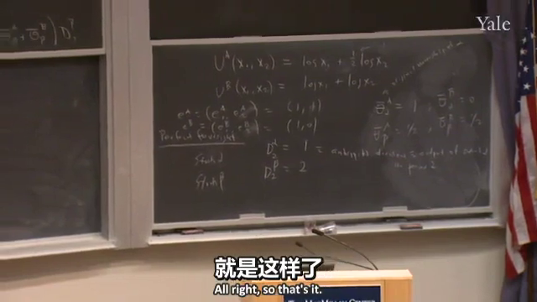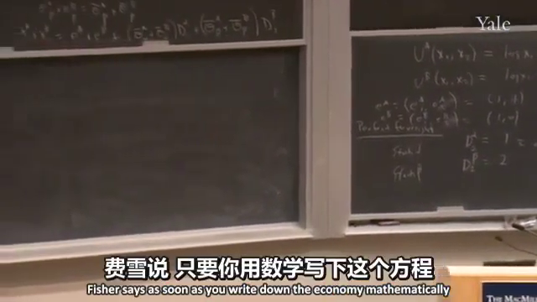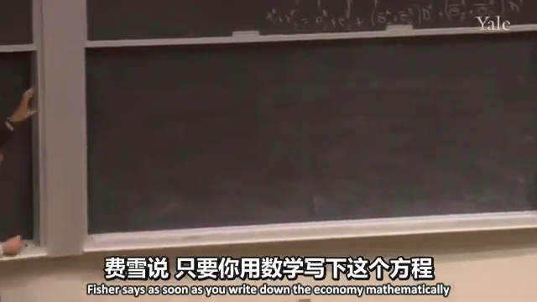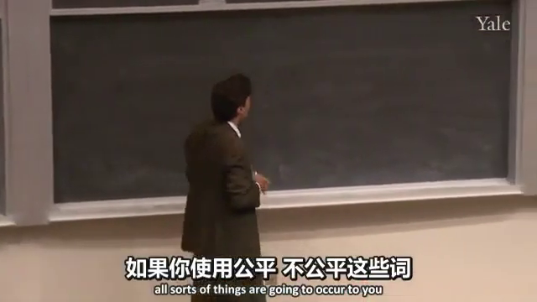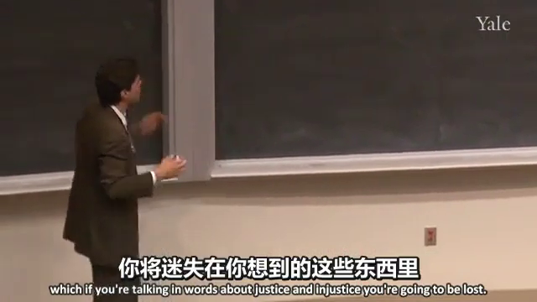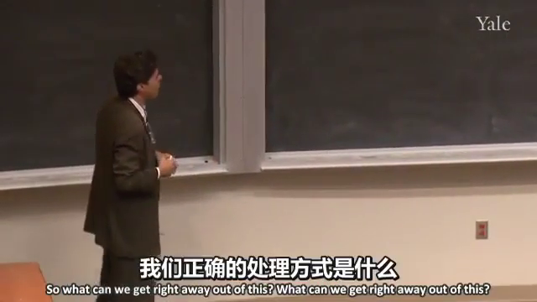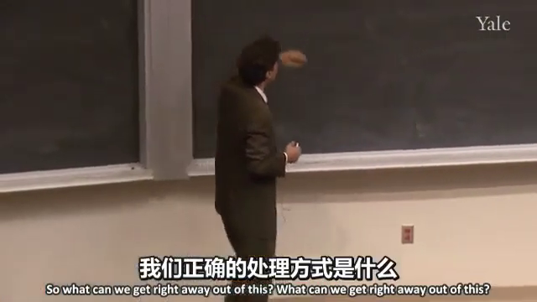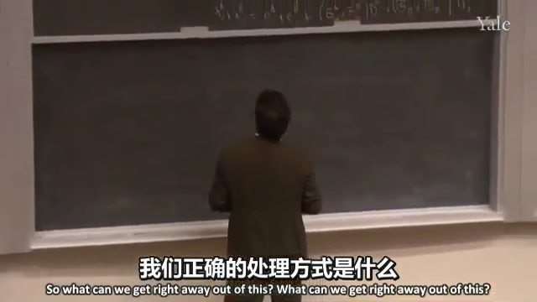All right, so that's it. Fisher says as soon as you write down the economy mathematically, all sorts of things are going to occur to you, which if you're talking in words about justice and injustice, you're going to be lost. So what can we get right away out of this?